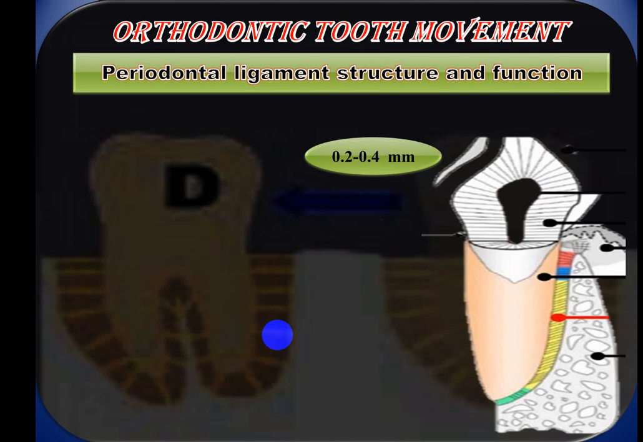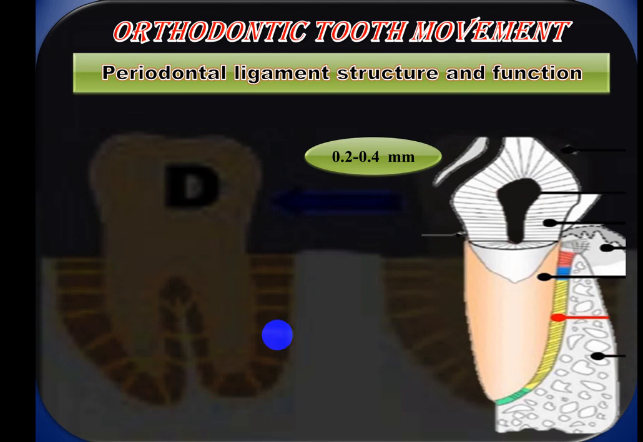But you should keep in mind that this average width of the PD ligament is when the tooth is in function during mastication and in occlusion. While during eruption, when there is a newly erupted tooth, the width of the PD ligament space will be equal to 0.5 millimeters. Later on, it will be reduced to this average.